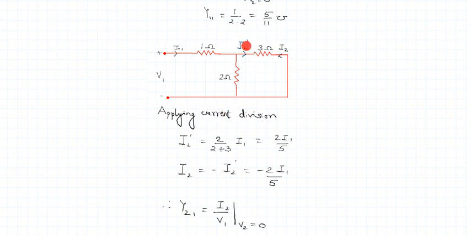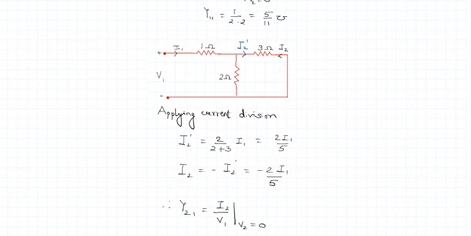So I2 dash, applying current division, is 2 upon 2 plus 3 into the current I1. So I2 dash is 2I1 by 5. And how is I2 dash related to I2? I2 is the reverse of I2 dash, and therefore we have expressed it with a minus sign. So I2 is minus of I2 dash. Substituting, we get I2 to be minus 2 by 5 of I1.